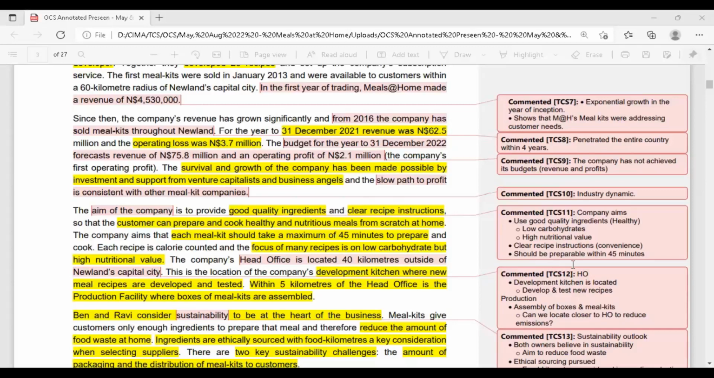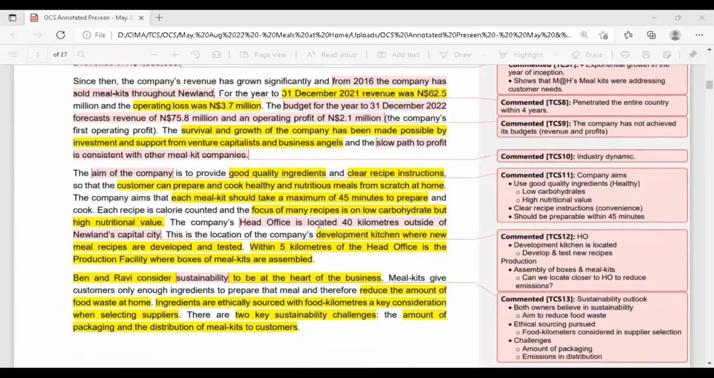I highlighted that point earlier when I was taking you through the industry related information. The head office of the company is located 40 kilometers outside of Newland's capital city. So the head office consists of a development kitchen where you develop and test new recipes. I said that most companies within the meal kit industry are looking at innovation or providing add-ons to keep customers with them. So you need development kitchens to test your meal kits.